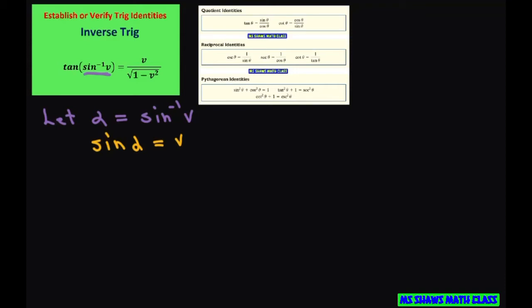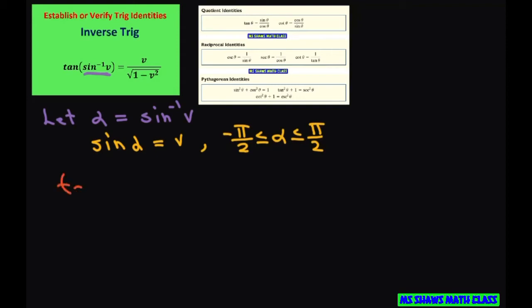So when we have that, let's do our restrictions. When you do the inverse like that, our restrictions is in quadrant 4 and quadrant 1, so from negative 90 to 90. All right. Now let's go ahead and use substitution.